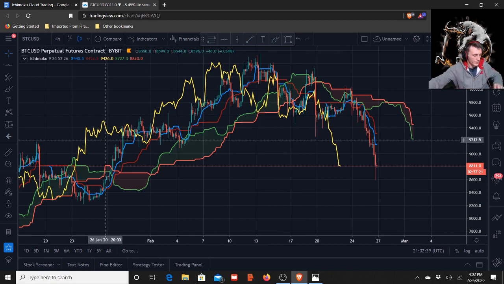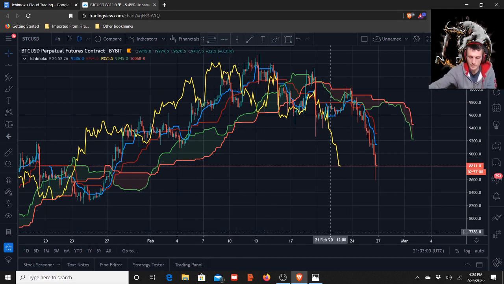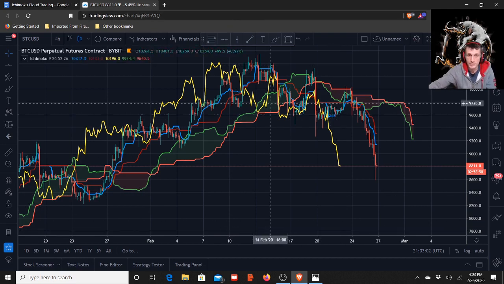Like I said, I could go into all the calculations for days and days about what everything does. But take trades from the cloud breakouts. Don't take trades when the span is inside of price. You want this to be above or below price, your yellow line. Anything above the cloud is bullish. Anything below the cloud is bearish. Okay?